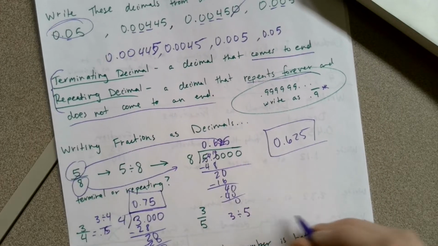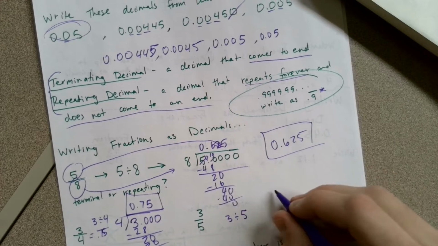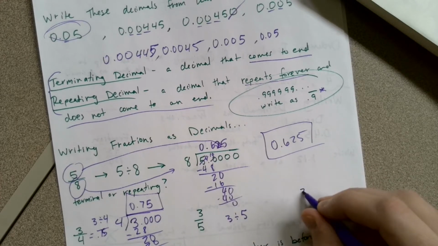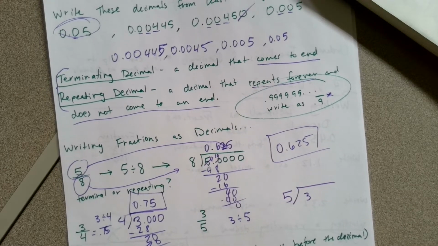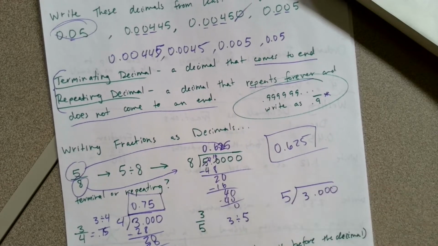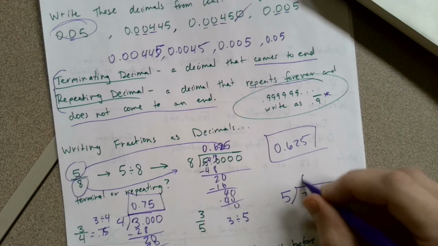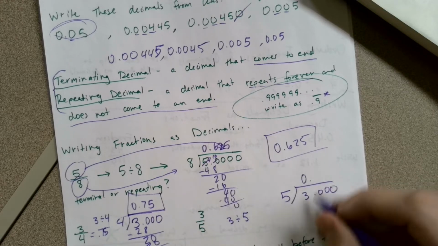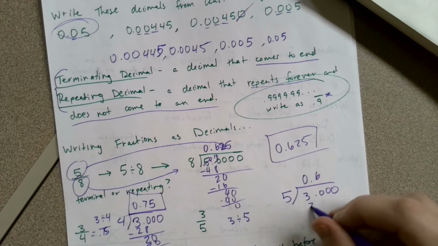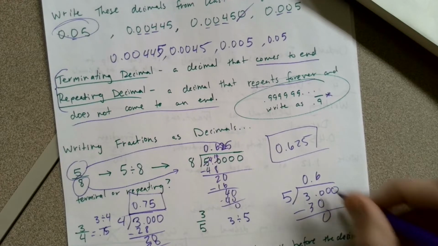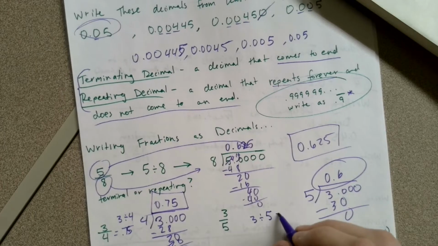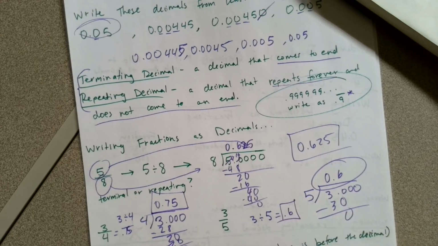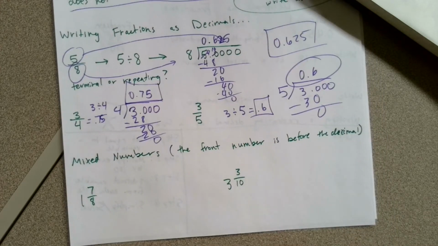3 divided by 5. Set that up. Top number goes on the inside. Bottom number goes on the outside. Put those decimal places in there for myself. 5 does not go into 3. 5 does go into 30 6 times as 30. 0 left behind. There's your answer. Easy enough. All right, we're looking at some mixed numbers.